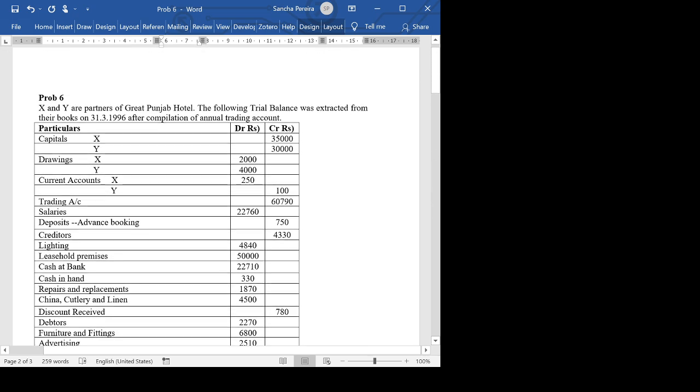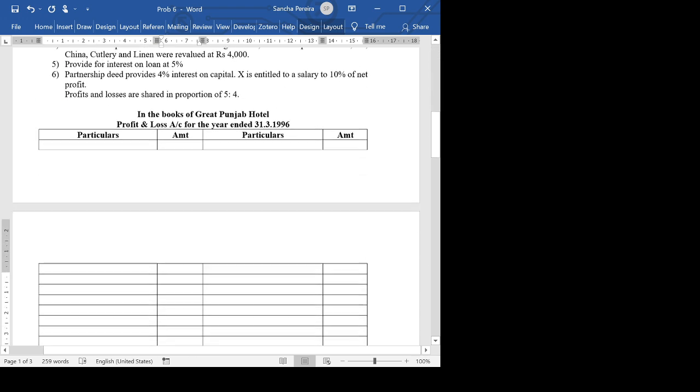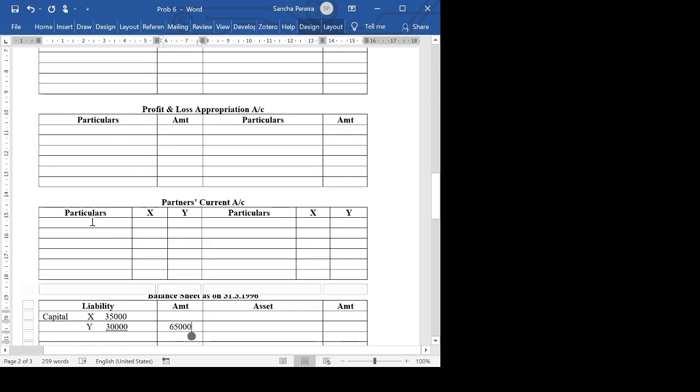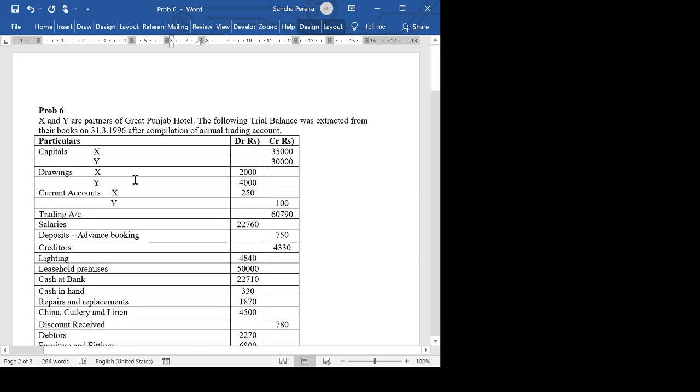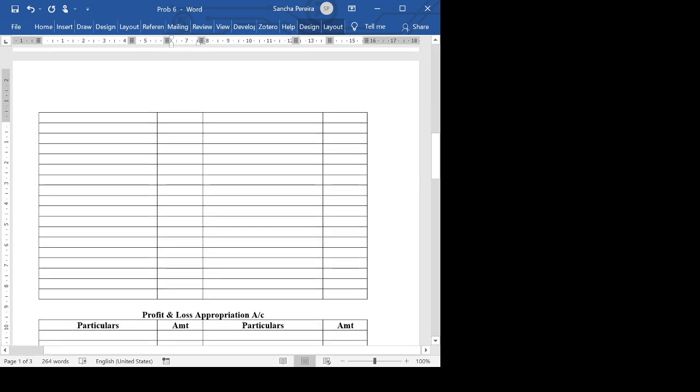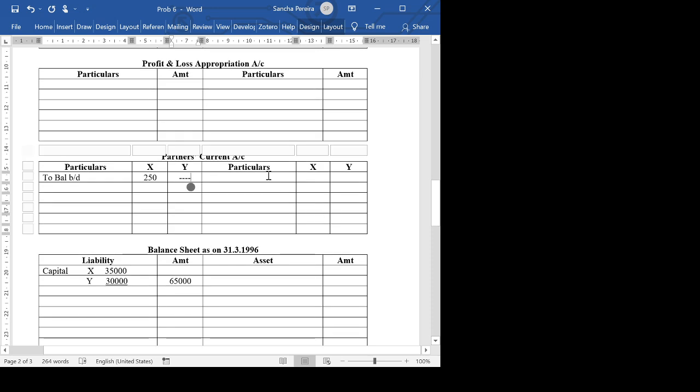Next we have drawings, okay, 2,000 and 4,000. Now just before I go to drawings, I would like to transfer these balances to the current account. If you check here, the current account of X shows a debit balance, okay. So, where's the current account? Since it is a debit balance, it will be to balance brought down. The amount is 250. And Y is a credit balance. If you see Y's account, it is 100. So it will be by balance brought down.